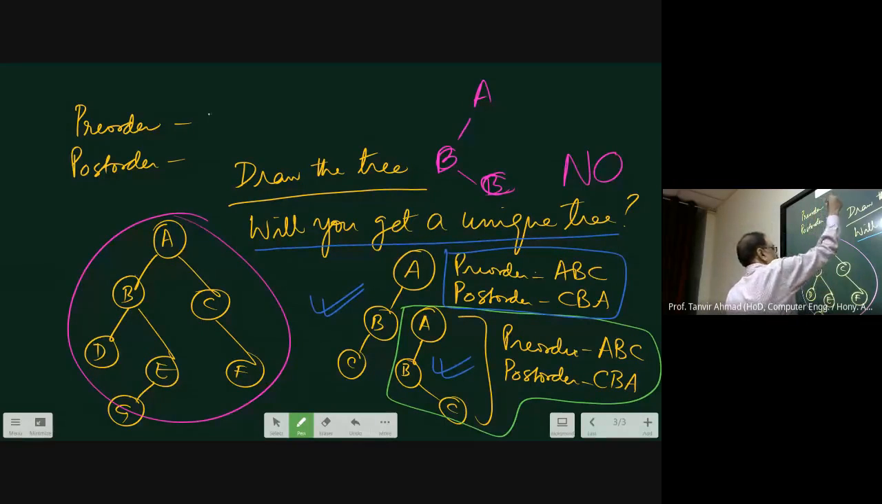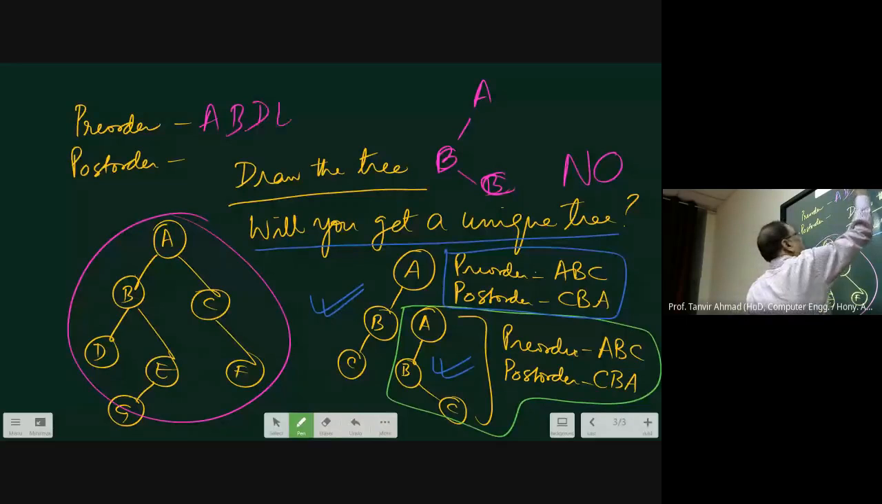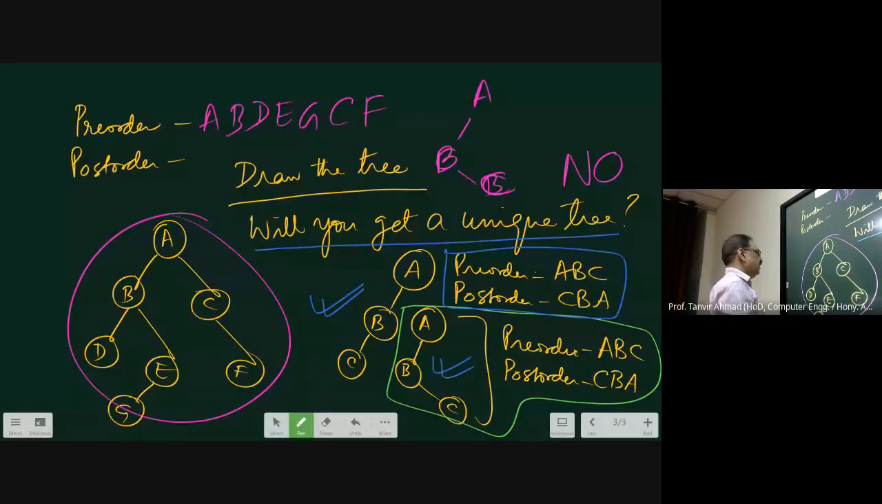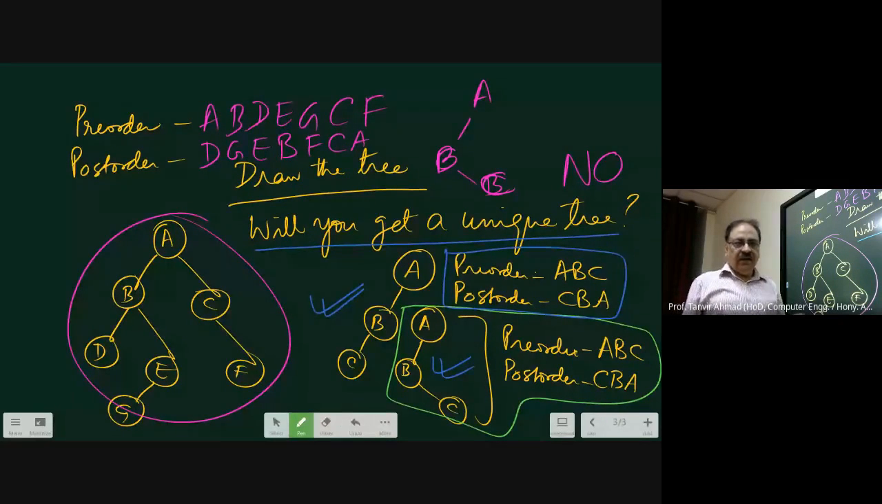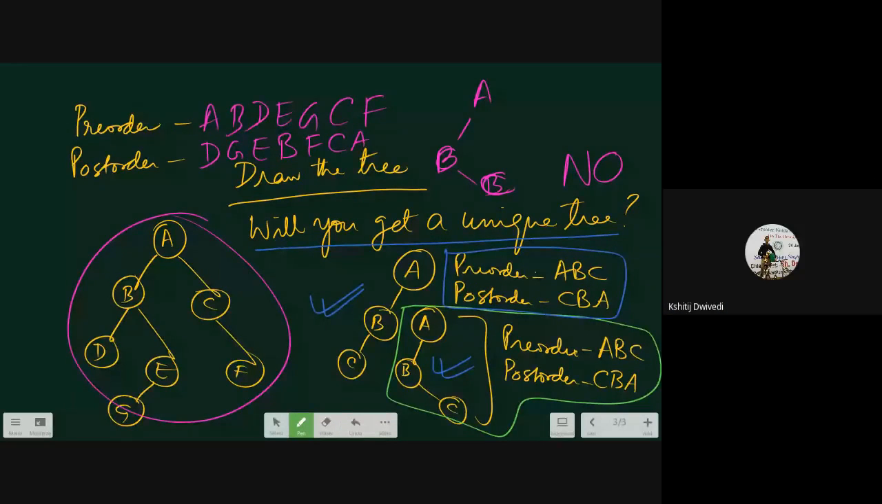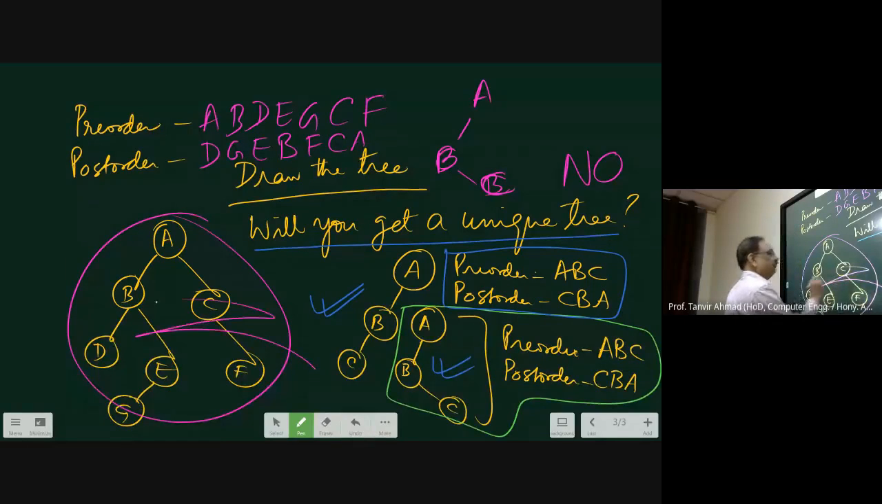What will be its pre-order? A, B, D, E, G, C and F. What is the post-order? The post-order will be D, G, E, B, F, C, A. Correct? Just verify. Yes sir, it is correct. Now erase this.